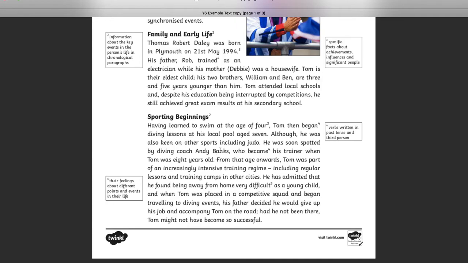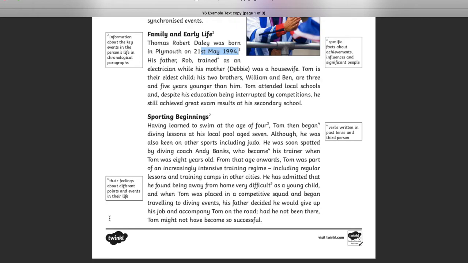Number 3, specific facts about achievements, influences, and significant people. So facts, dates, very specific things, and people who influenced him even. For example, in this text, there's the key fact of his birth, his dad's name, his mum's name, his brothers' names, and that he went to school, and there's a bit about his school. The facts are important. The names are important.